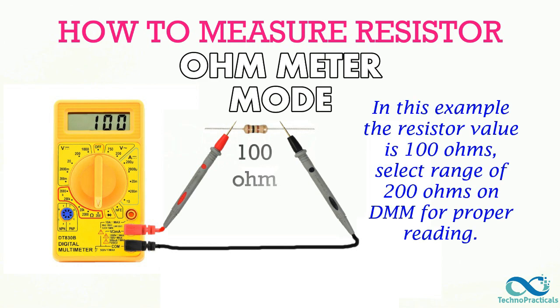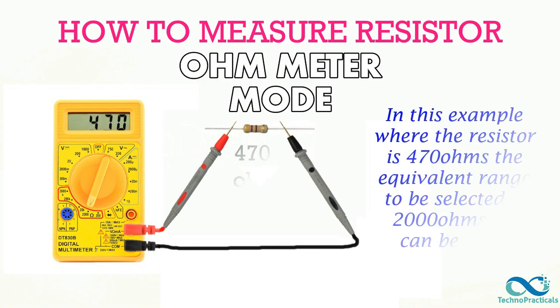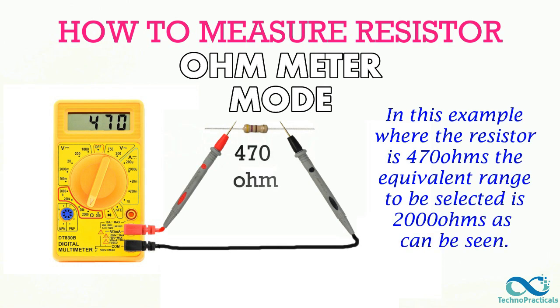In another example, we have considered a resistance of 100 ohms. Here, select the 200 ohm range on the multimeter for proper reading. Let's take another example of a 470 ohm resistor. We cannot measure 470 ohms in the 200 ohm range. So we have to select the equivalent range for this resistor, that is 2000 ohms, as can be seen. Here in this range we can observe 470 ohms clearly.